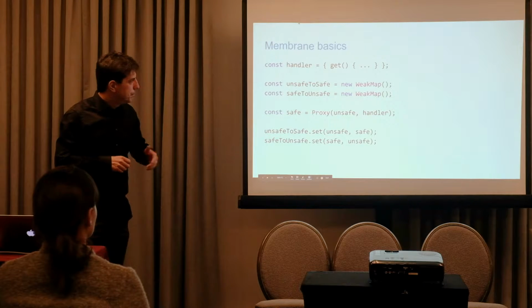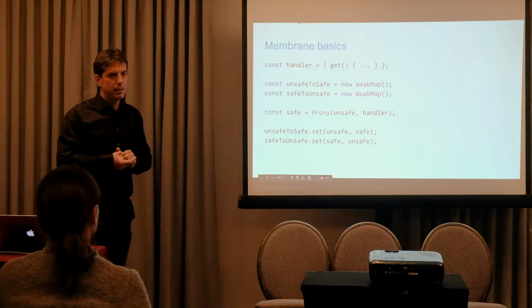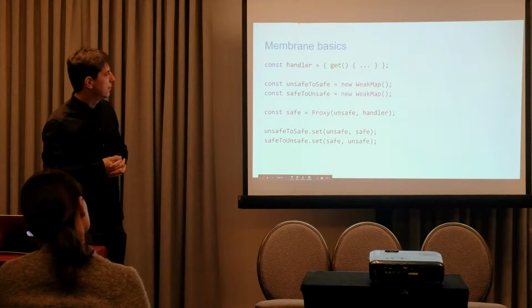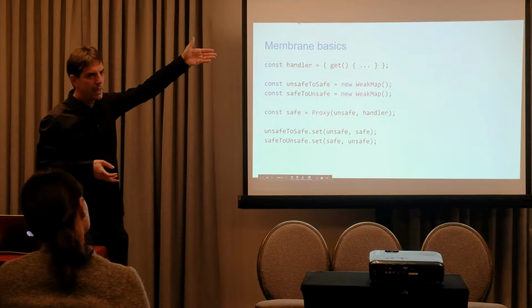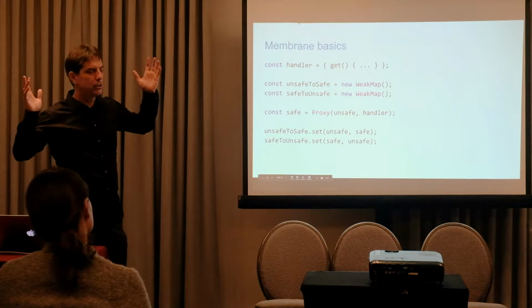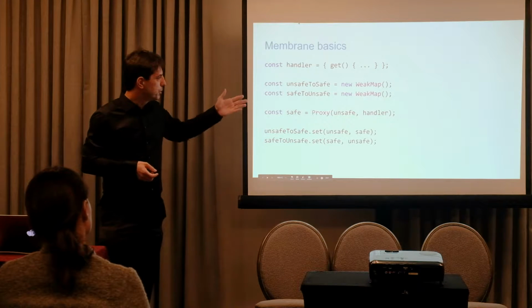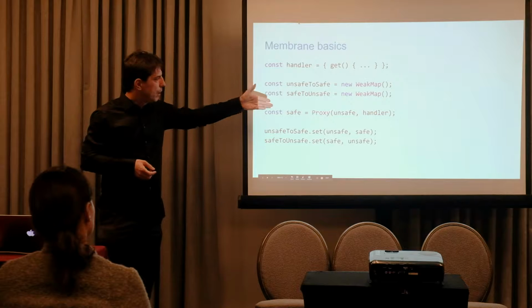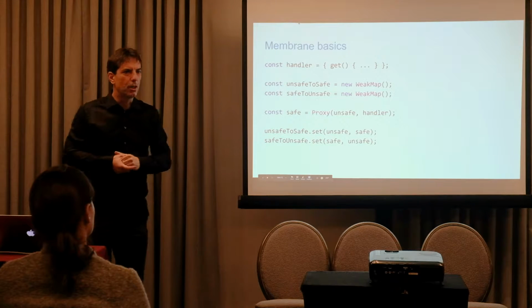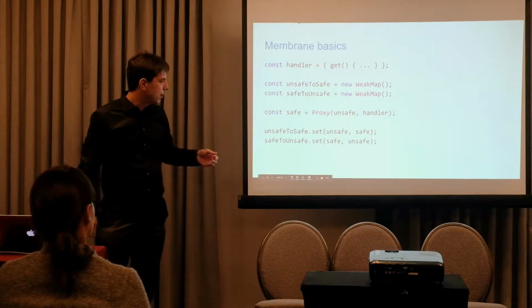So just basically, if you've never seen a membrane, these are the key things of a membrane. You have some kind of handler that introduces some kind of distortion. Two weak maps that allow you to do the conversion between the systems. Your safe object is a proxy over an unsafe object.